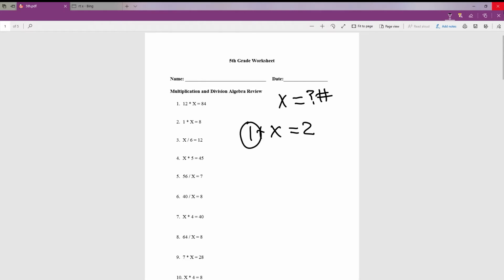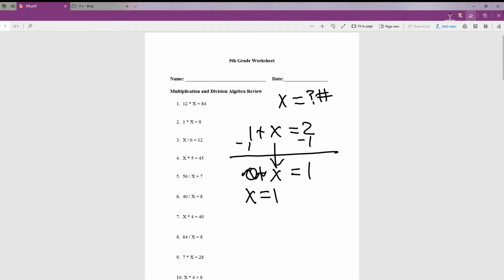So here we would do minus 1, drop down the x because nothing's happening to it. And now the 0 plus is not needed. So now you have x is equal to 1, and that would be your answer. And that's how you would do it with addition and subtraction. You would just do the opposite operation on both sides.